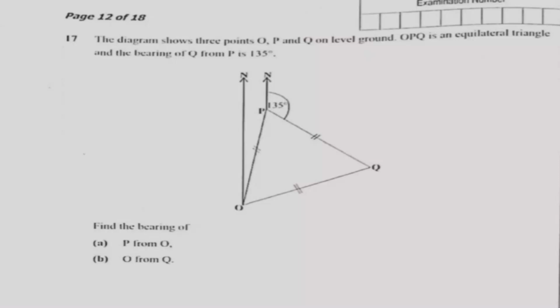So what we need to find is the bearing of P from O. We stand on O, then we draw a line from the north line on O up to where we meet the line OP. That is the bearing that we need to find. Now, when we look at the diagram, we also need to extend the north line, which is here. You extend it a bit.